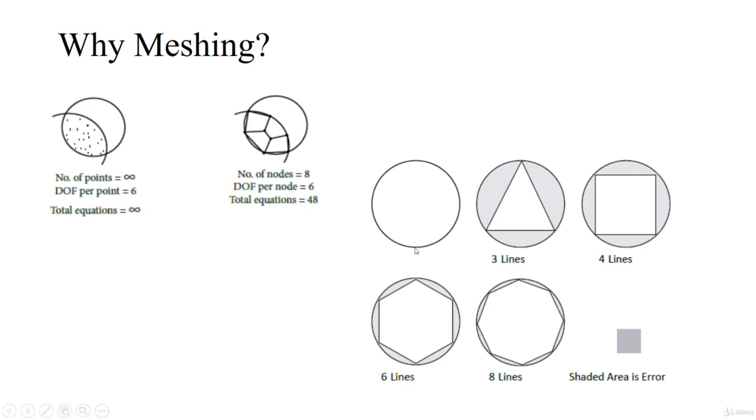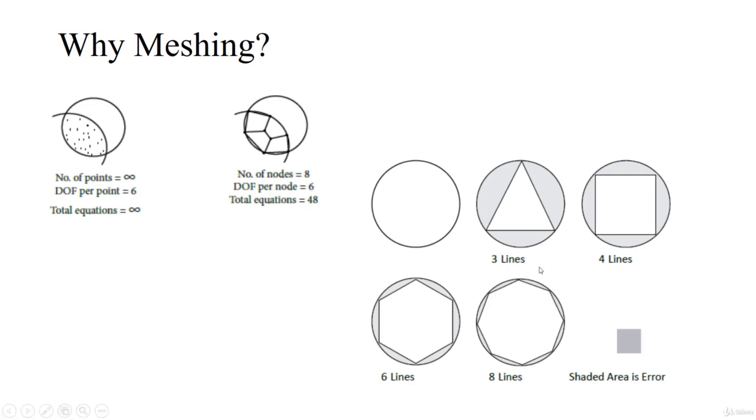Likewise, coming to this example, if we take a circle and try to include a triangle with 3 sides in it, what happens? The area remaining, or the gap between the circumference and this particular line, is more. That means the error is also more. So once we take a complete system and try to mesh it with a small number of nodes, the error will be more.